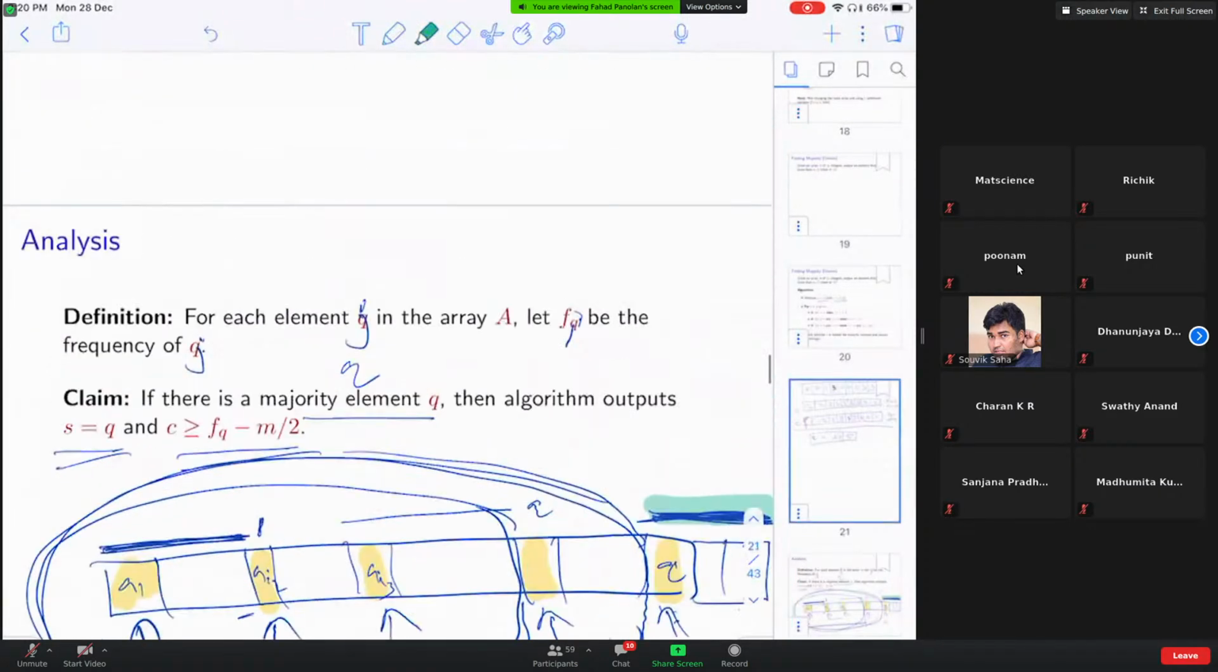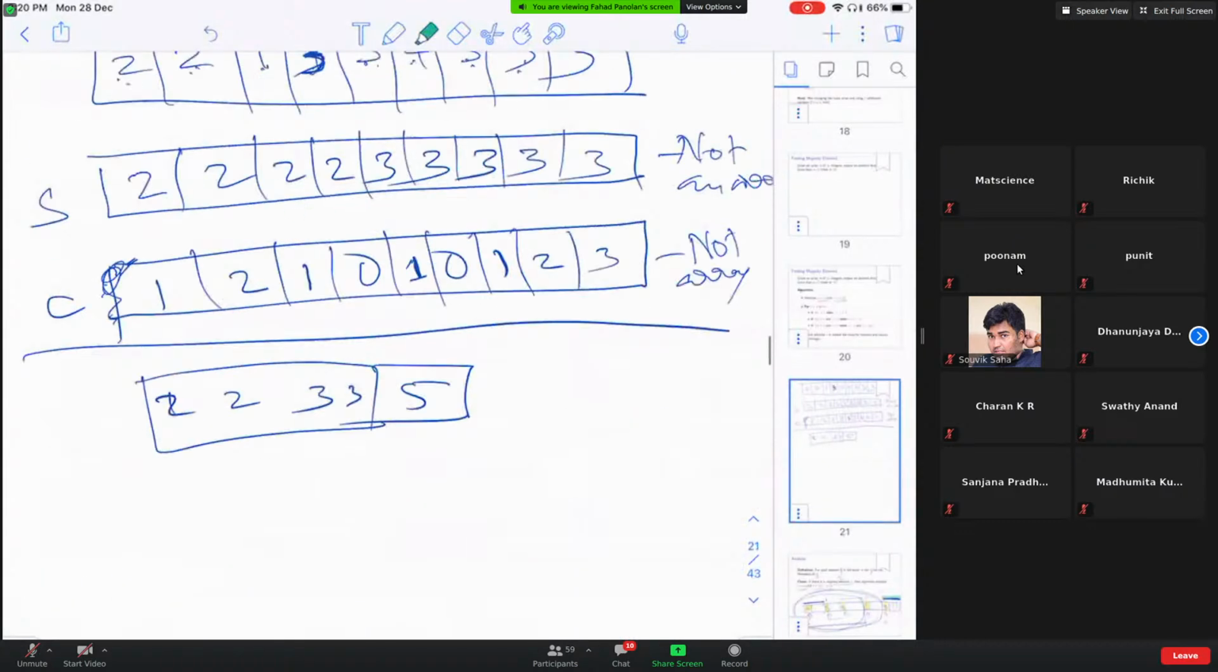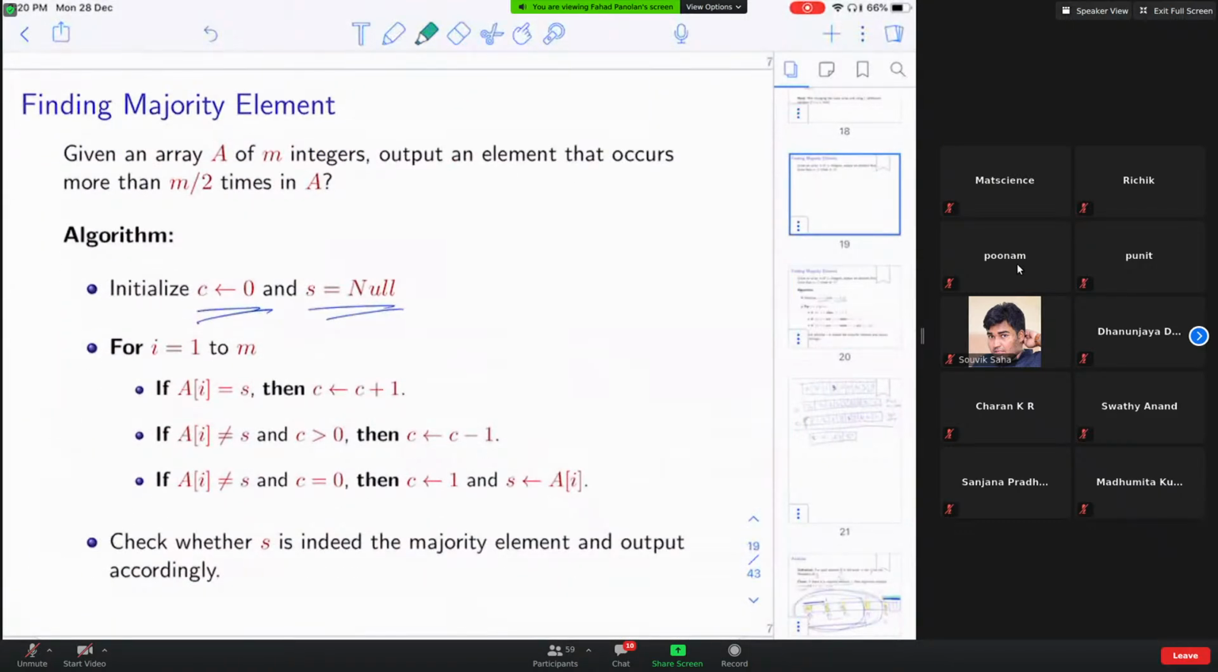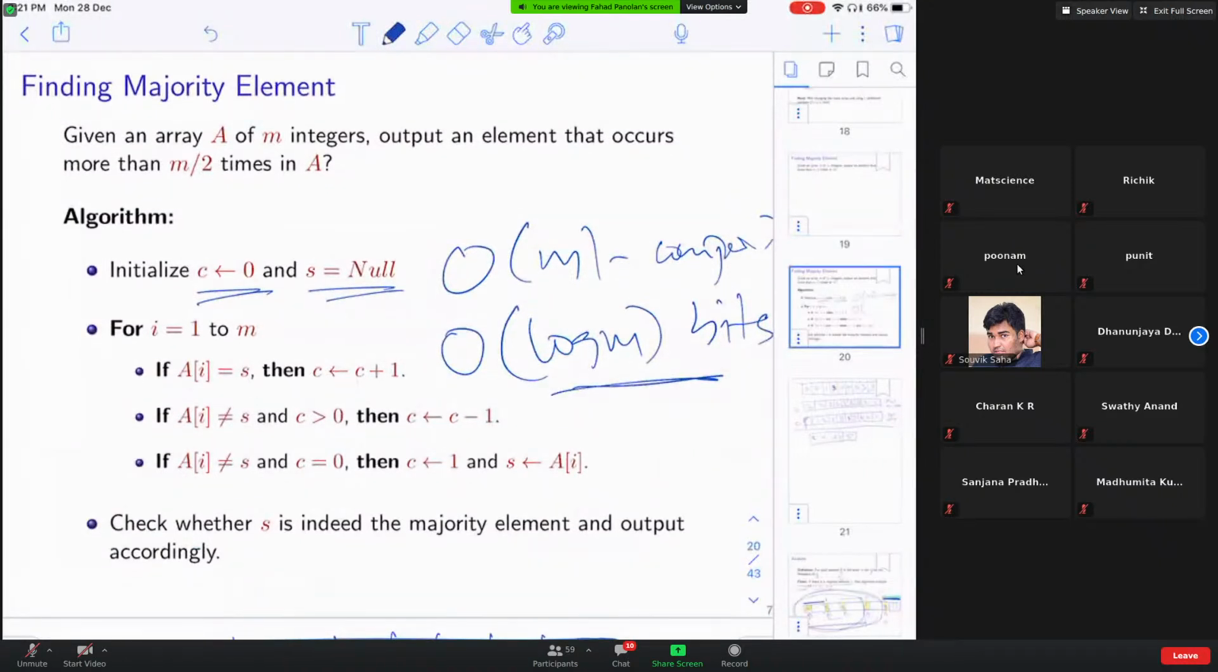So what is the space usage? Additional space used is 2 counters. Look at the algorithm: two variables, S and the counter, and each of them stores order log m bits. So it uses order log m bits of additional space. And how many comparisons will it be doing? Only order m comparisons. Additional space is order log m bits. In terms of words, it is order 1, actually 2 words.